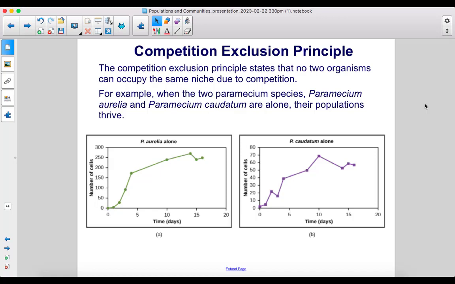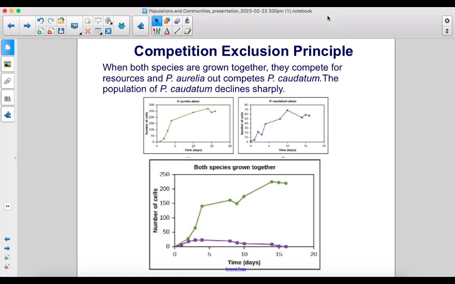For example, when the 2 Paramecium species, Paramecium aurelia and Paramecium caudatum, are alone, their populations thrive. When both species are grown together, they compete for resources, and P. aurelia outcompetes P. caudatum. The population of P. caudatum declines sharply.